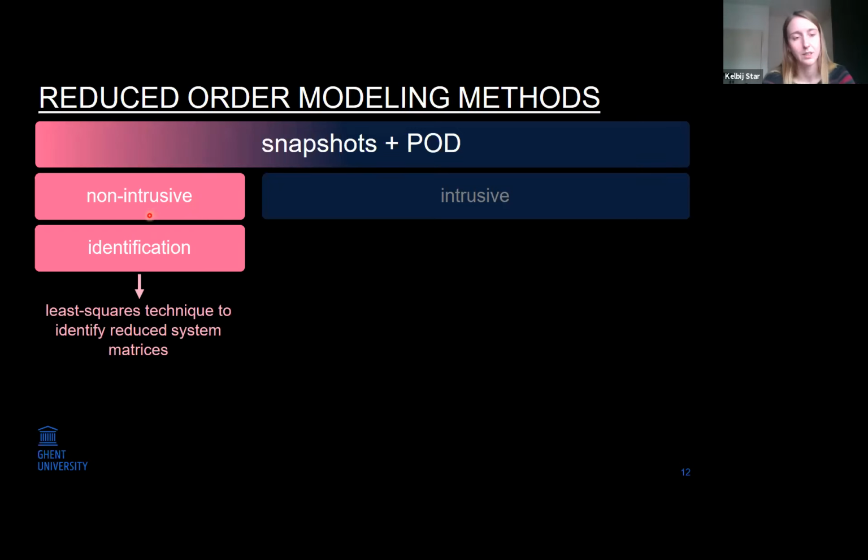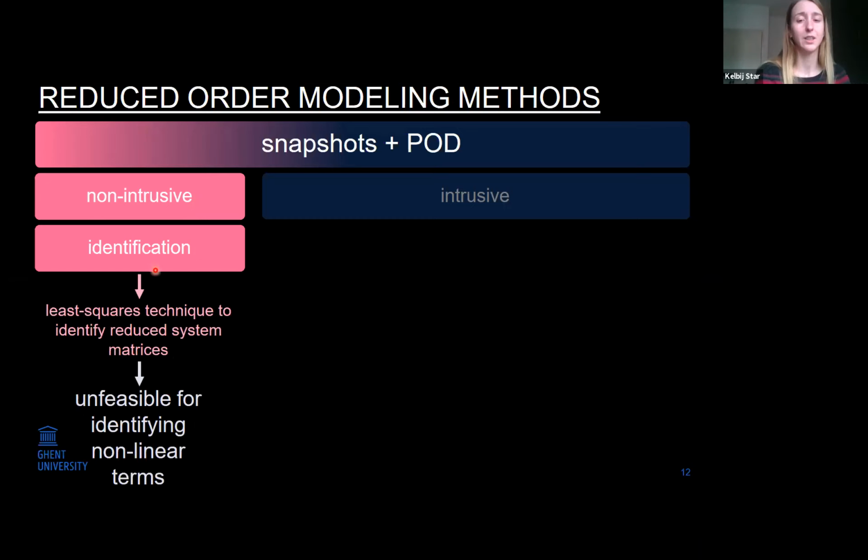What I worked on during my first year was using least squares techniques to identify reduced system matrices. So we have our full order model, and then I want to develop a reduced order model that's quite similar, but of course reduced in size. That's why we're using POD. And then basically all the system matrices at the reduced order level, I try to identify using a least squares approach.